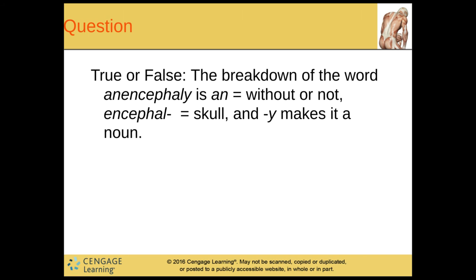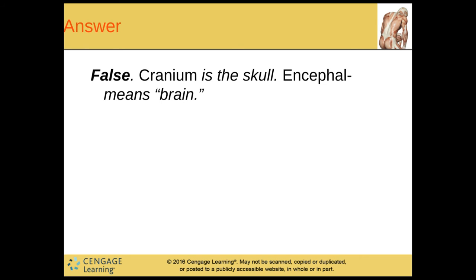So, question, true or false? The breakdown of the word anencephaly is an, which equals without or not, cephal, which equals skull, and y, which makes it a noun. Is that true or false? It is false. Good. So, cranium is the skull, and encephal means brain. So, it's just kind of a play on words there.